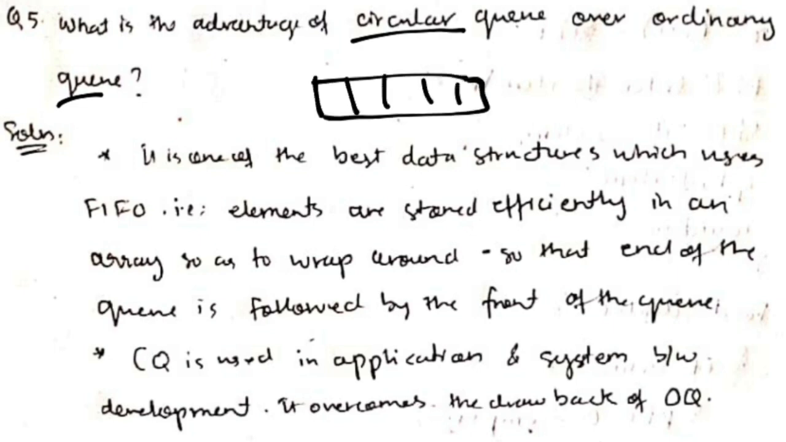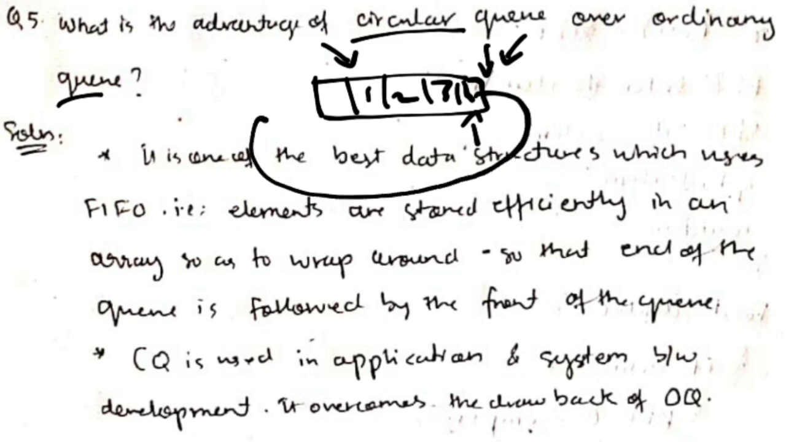Okay, now there are elements from here 1, 2, 3 and 4. In an ordinary queue you can just insert the elements from this end and delete from this end. Now if you want to insert any new element, you can't insert because it's the end of the queue. So in a circular queue you can travel to the back of this array and utilize this space to store the new element. Okay, so that's the advantage.